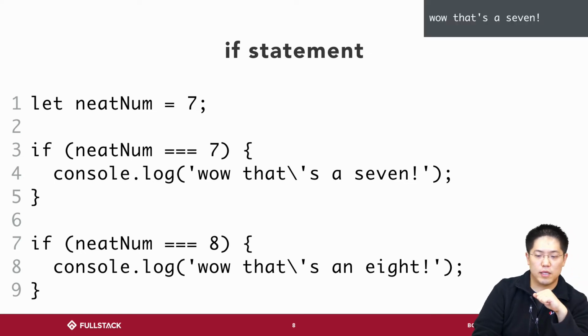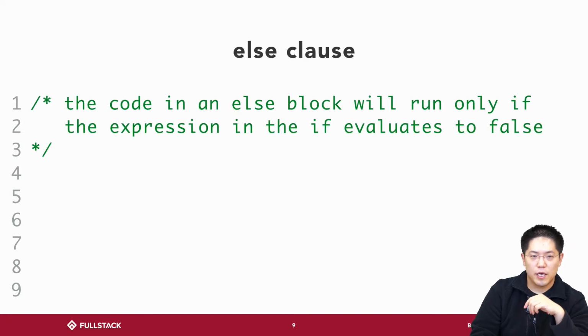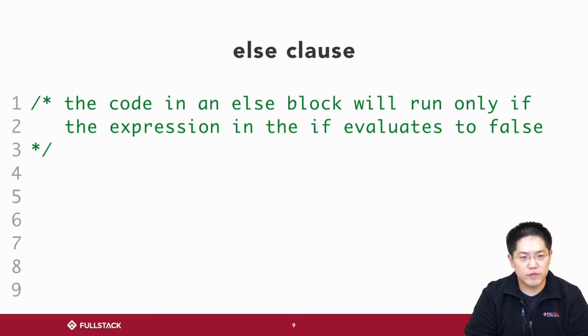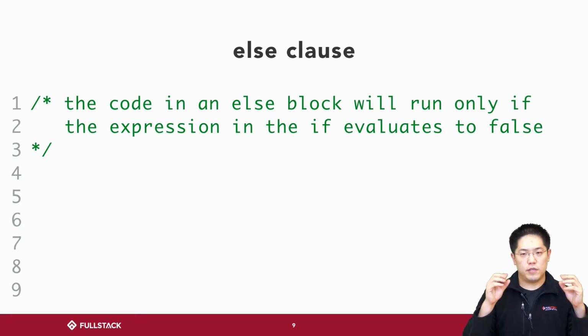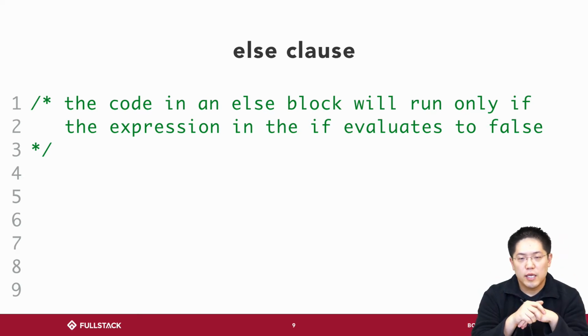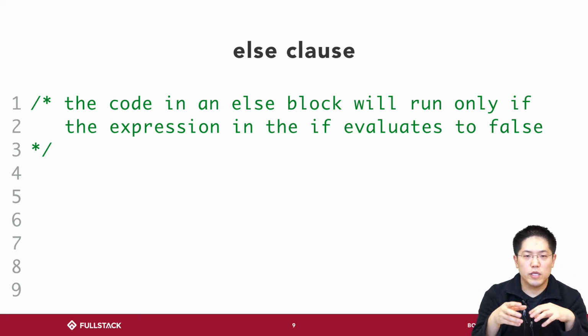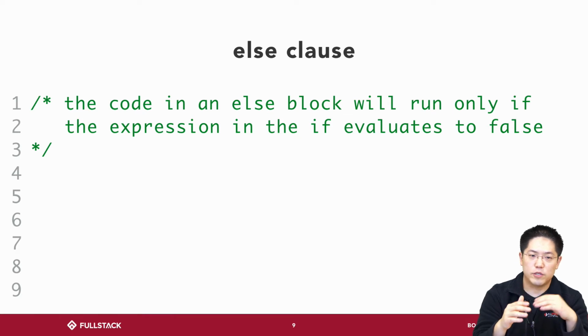All right, so we should say, wow, that we only get, wow, that's a 7. Okay, now let's talk about the else clause. So we have the if statement. The if statement says, if this expression is true, do it. Now the code in the else block will run only if the expression in the if evaluates to false, right?